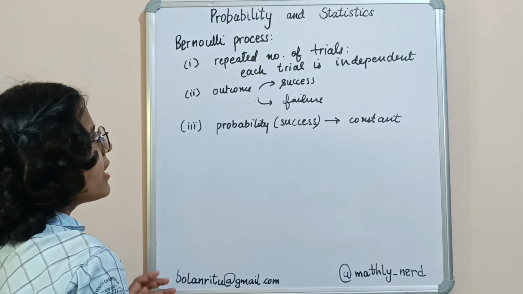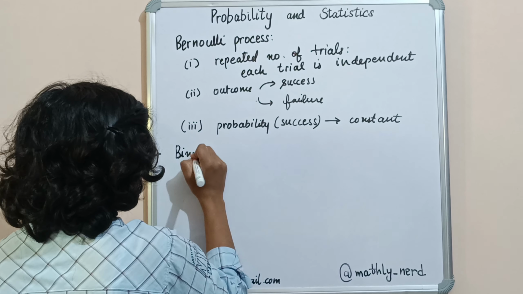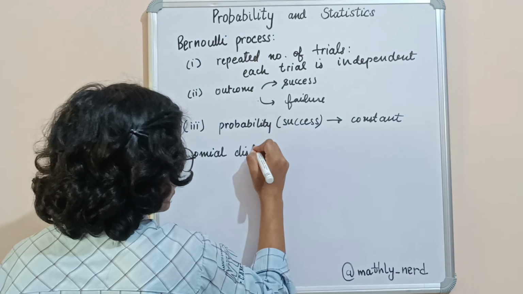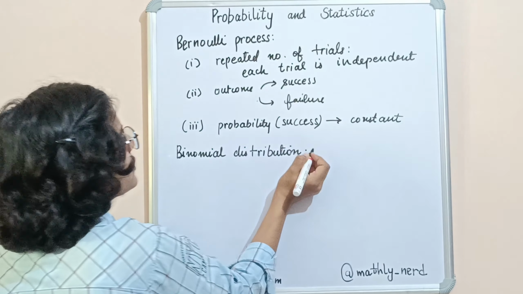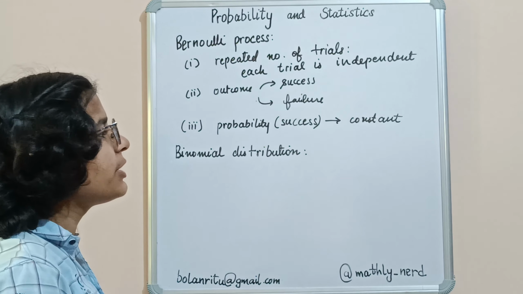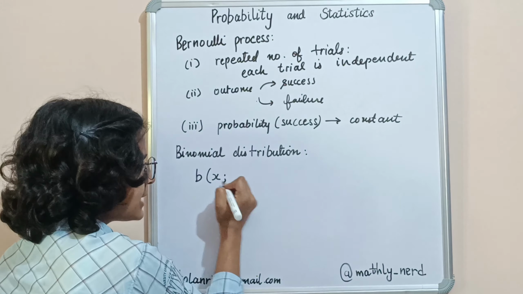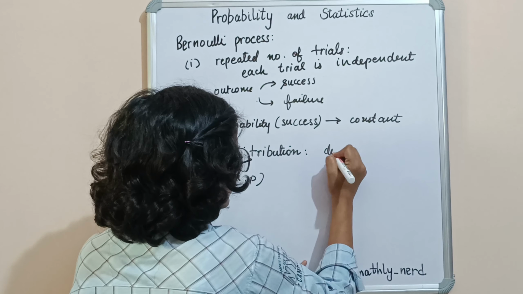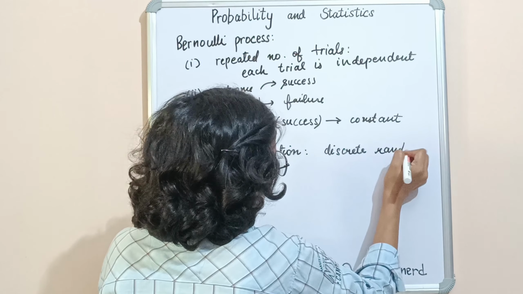So now we can start with our next term, that is binomial distribution. Binomial distribution is a discrete random variable and it can be denoted by b, small b, x, semicolon, n, comma, p, and it is a discrete random variable.